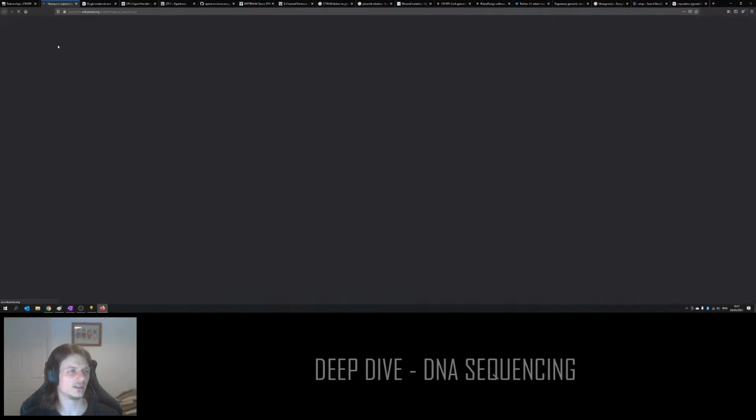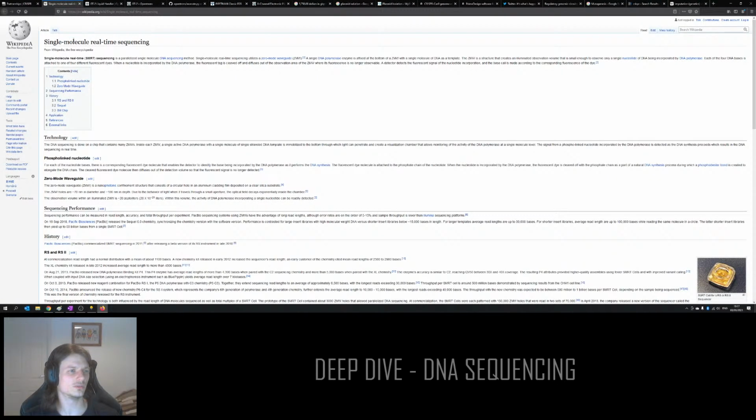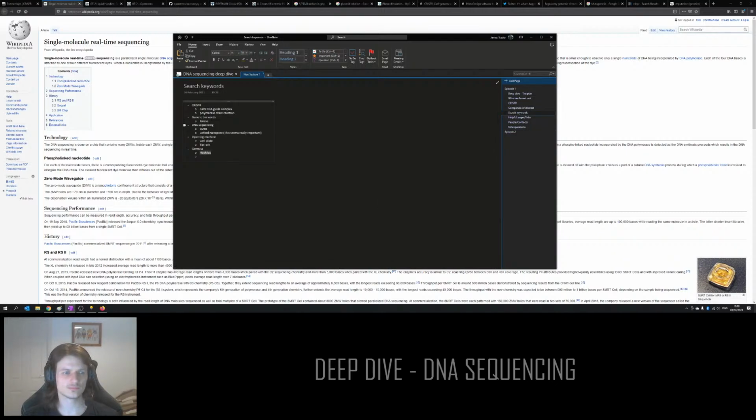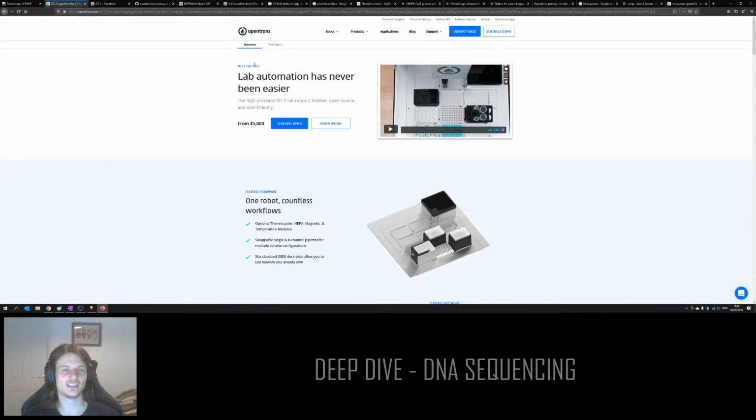Okay, single molecule real-time sequencing, SMRT. A parallelized single molecule DNA sequencing method. Single molecule real-time sequencing utilizes a zero-mode waveguide. A single DNA polymerase enzyme is affixed at the bottom of a ZMW with a single molecule of DNA as a template. Okay, SMRT. Actually, probably want to take note of that one. We've got it here already. Cool. That was that cool company.